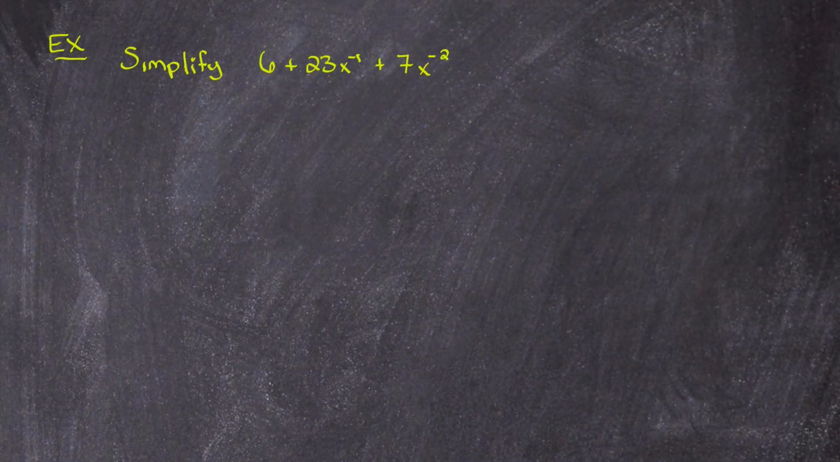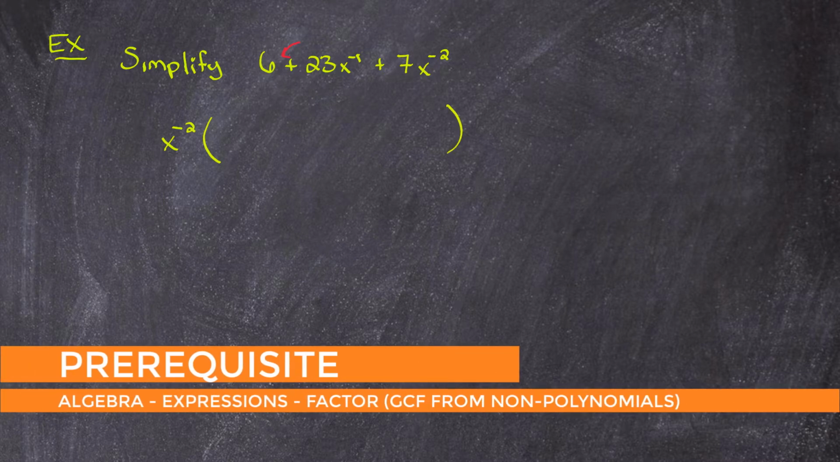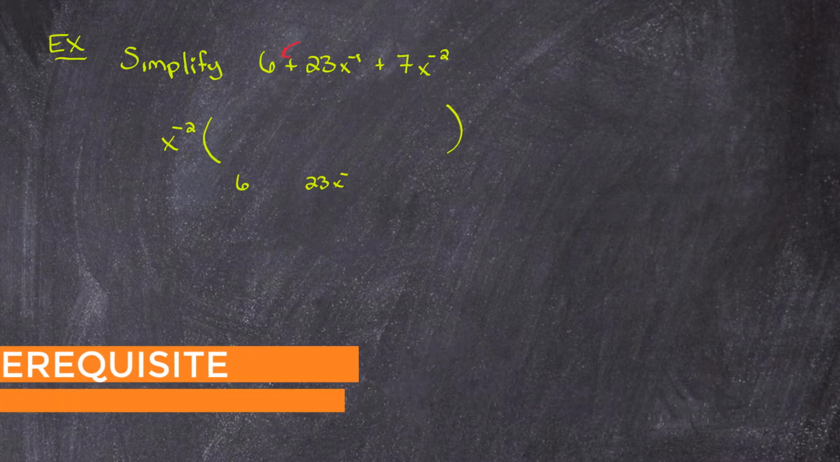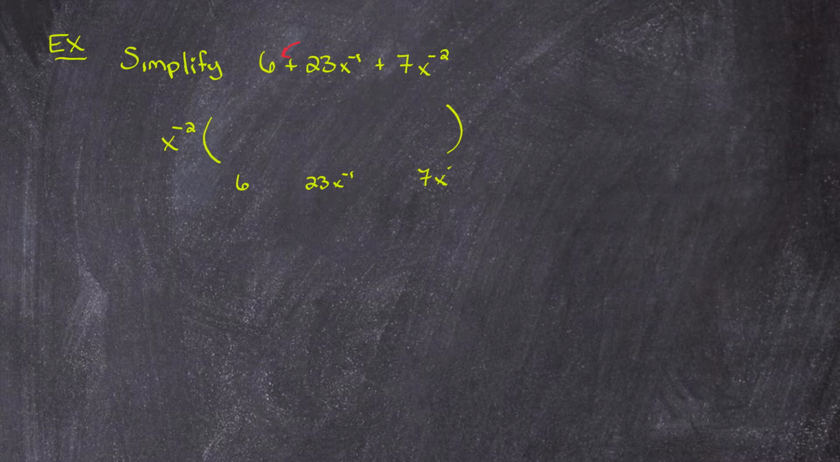In our final example, we're just going to do a little bit of factoring here. Turns out that all of these terms have an x to the negative 2 in common. Even though you do not see an x to the negative 2 right there, you can still factor, because all factoring is doing is dividing. So when I say factor out an x to the negative 2, that means divide each of those terms, the 6, the 23x to the negative 1, and the 7x to the negative 2, by x to the negative second power.